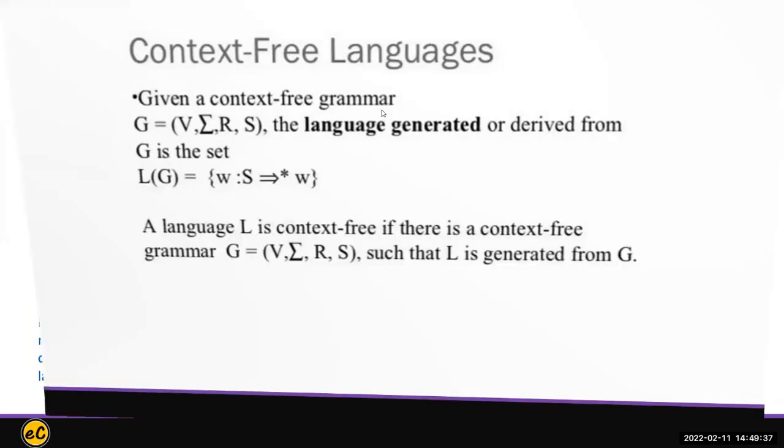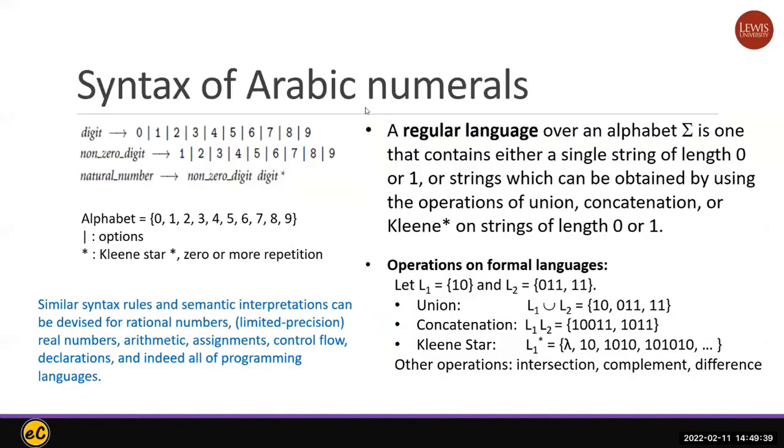Okay, so here let's look at the syntax of Arabic numerals. For example, we have digit. Each single digit will be 0 to 9, so we can describe it like this. This is a grammar rule. Non-zero digit should be 1 to 9. So natural number will be from 1, 2, 3, up to infinity, right?